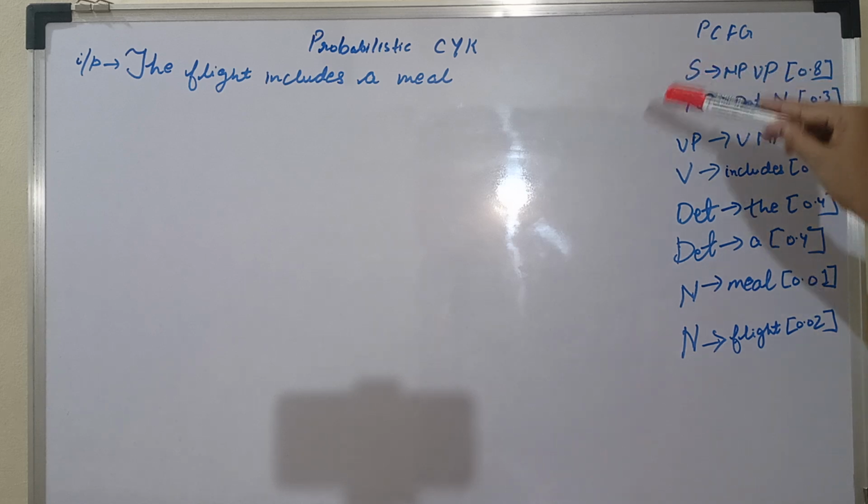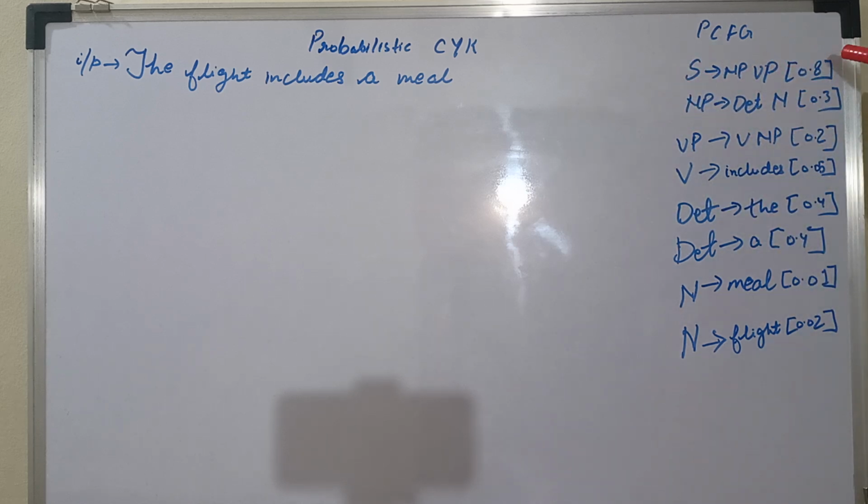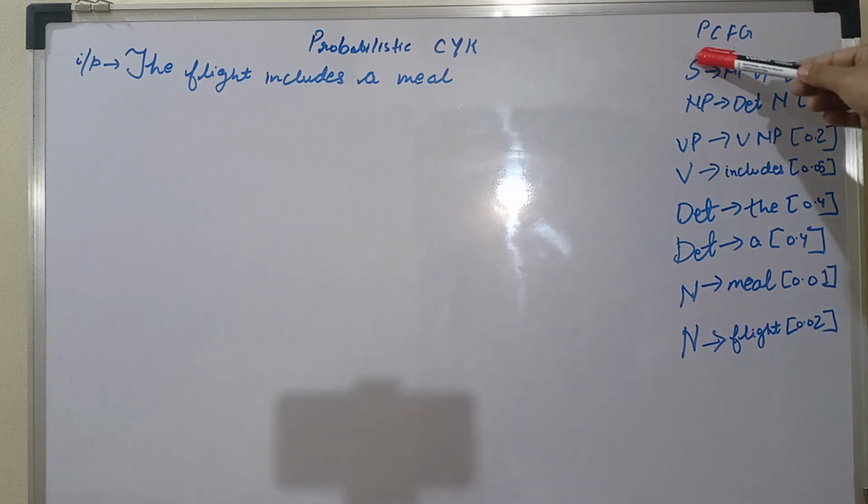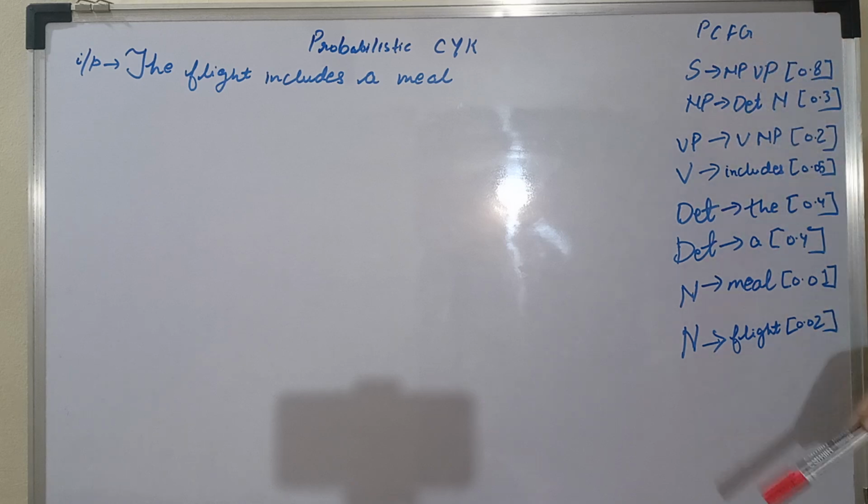For instance, for S giving NP VP, the probability is 0.8. NP gives Det and the probability is 0.3. So in PCFG there is also a probability that is provided to us in the corpus, or it is generated with the help of the corpus provided to us. So this is the difference. And PCFG also must be in CNF form, Chomsky normal form, which we have discussed in the previous videos that we saw on CYK. So for probabilistic CYK, what we need is PCFG.